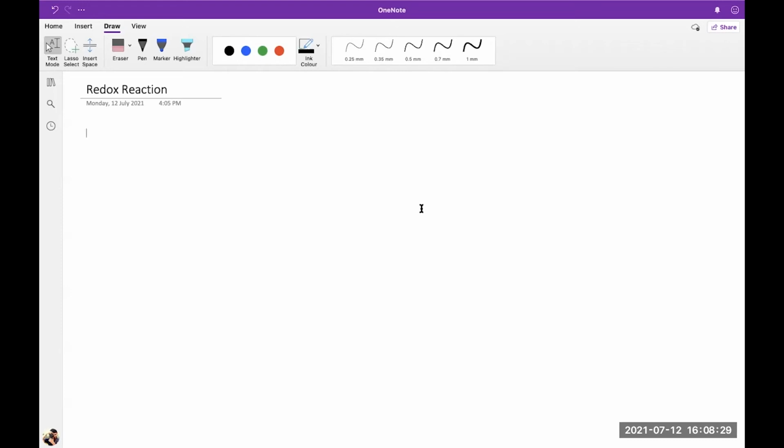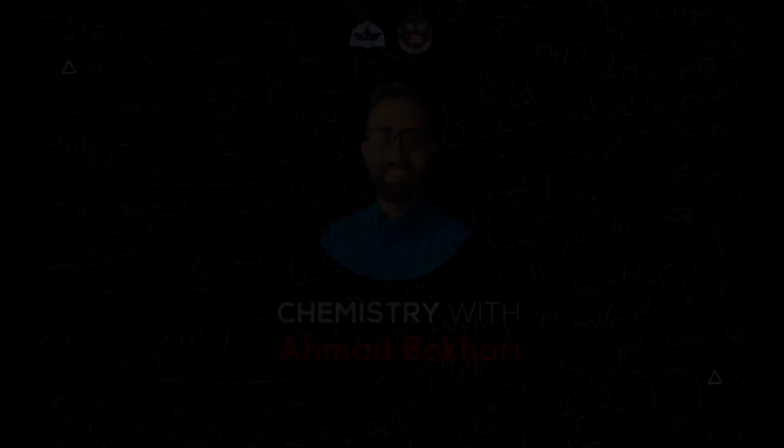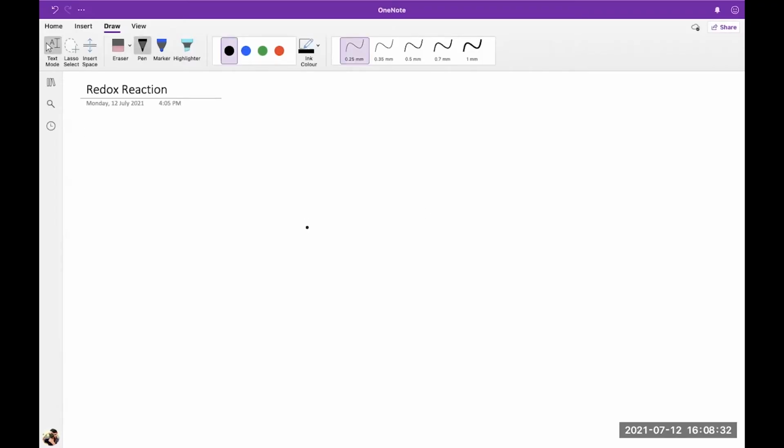So let's try to understand what redox is. Redox is basically a play on words. We have two different words, reduction and oxidation. There's reduction, there's oxidation, two different processes which we combine as redox. You can see that this is a portmanteau of these two words.